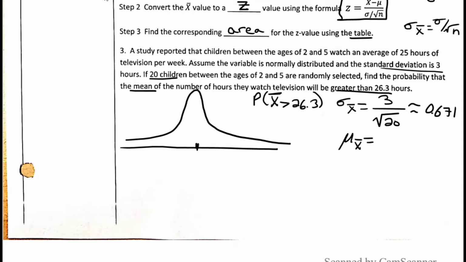So therefore, we're going to need to use the properties. We know that the mu of the x bar is equal to the original mean, which in this case is 25 hours of television per week. Instead of spacing by 3s, because the standard deviation is 3, we're going to space by 0.671. So we're going to do that on each side.